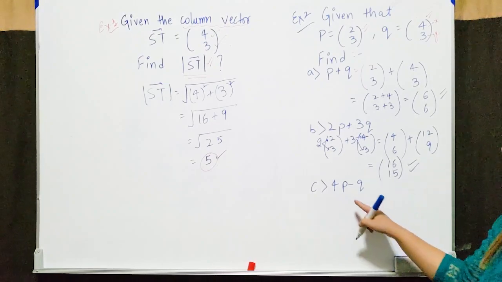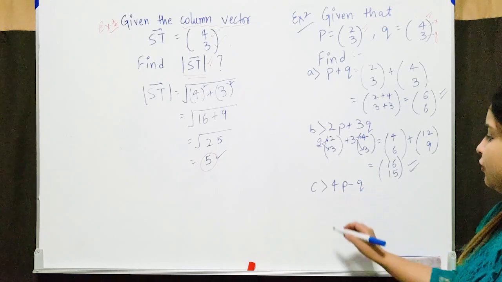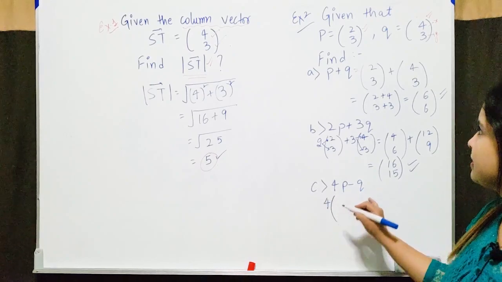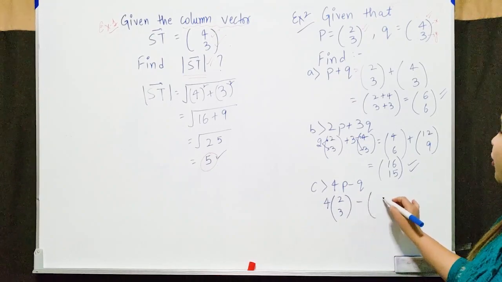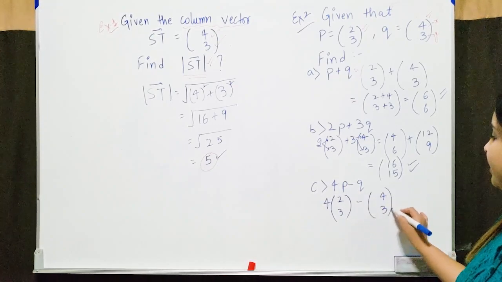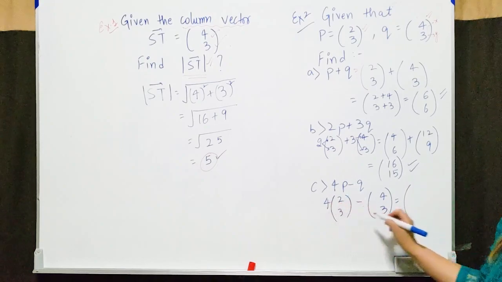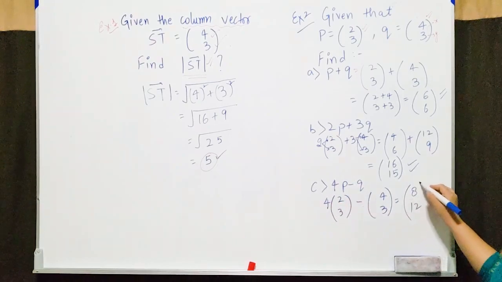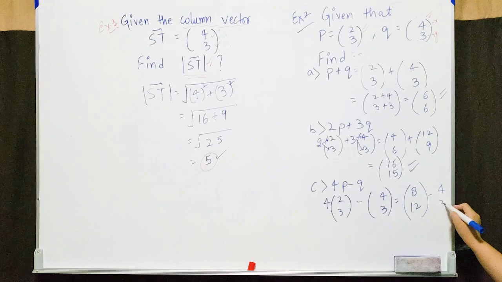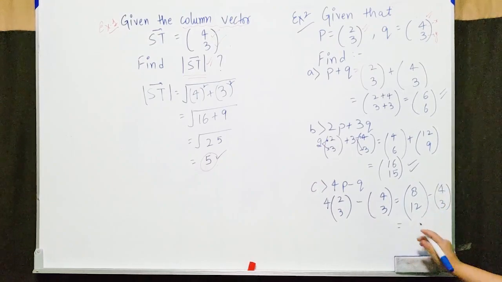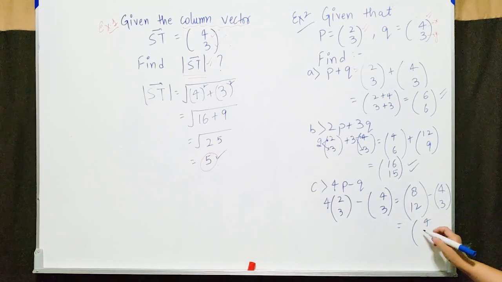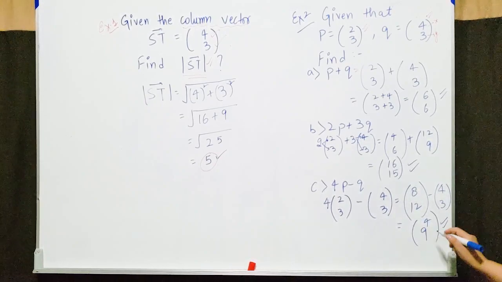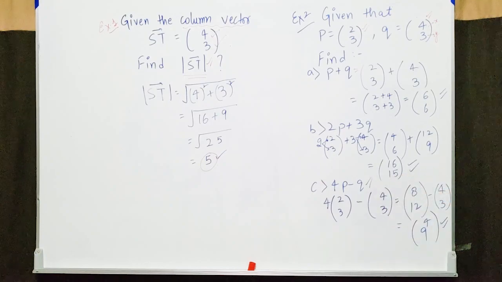Third question, find 4p minus q. So 4 times p is (2, 3) minus q is (4, 3). This is equal to (8, 12) minus (4, 3), which comes out to be 8 minus 4 is 4, 12 minus 3 is 9. So (4, 9). This is your answer for third part.